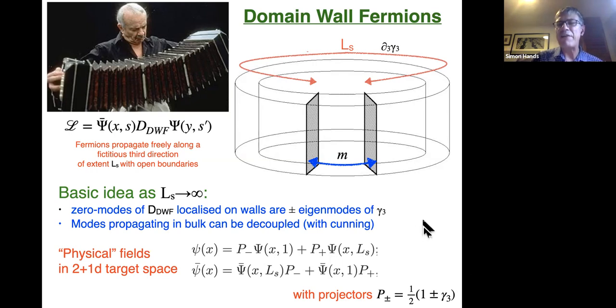I said approximate. Everything becomes more and more exact as the distance between the walls is made large. And this is why the idea of the accordion comes in. This is Astor Piazzolla here, and he is trying to take the large Ls limit and recover the correct fermion symmetries.